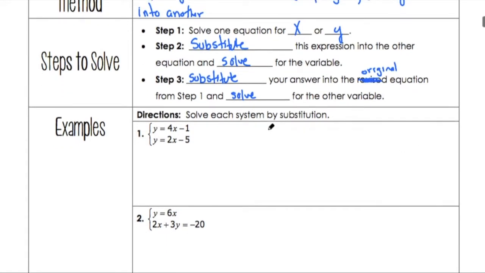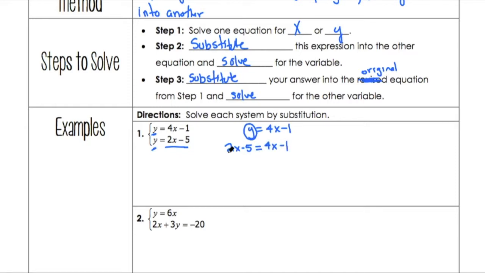So in this first example, step one is actually already done for us. The equations are both solved for y, meaning y is all by itself. So I'm going to write the first equation, y equals 4x minus 1. What I'm going to do is substitute one equation into another. I know that the other equation says y is equal to 2x minus 5. Well, here's a y. So this y must be equal to 2x minus 5. So I'm going to replace that y with 2x minus 5. The other side I'm going to leave alone for a second.